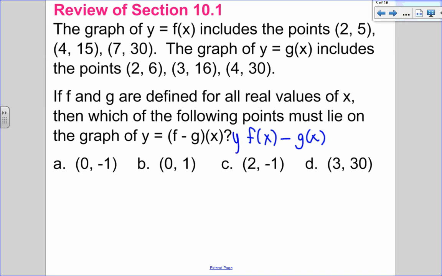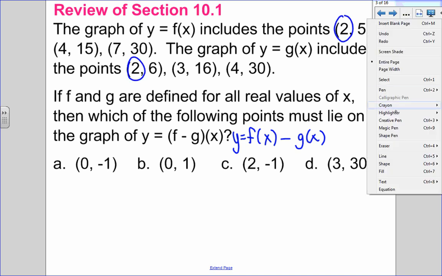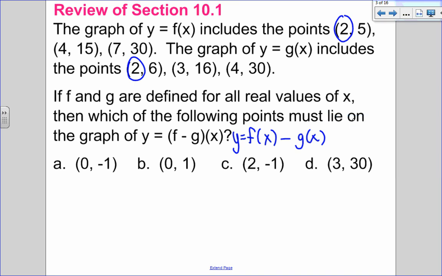So when I'm looking at this, again, my x values stay the same, and it's my y values that are subtracted. So I'm going to look through those points and look for which ones have the same x coordinate. So for example, 2 and 2. And I can look for another one. There's another one here at 4 and 4. This 7 doesn't match up, and this 3 doesn't match up. So I've got 2 different possibilities.